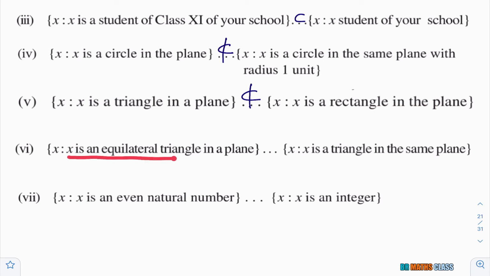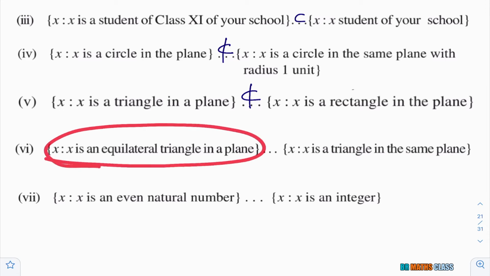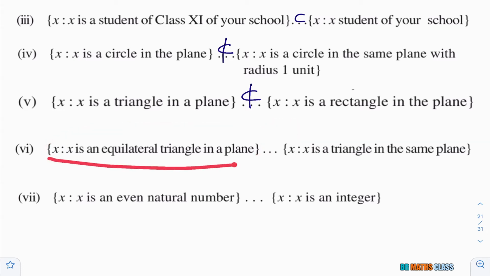You see here, X is an equilateral triangle in a plane. That means this set contains triangles which are equilateral, all three sides equal. You see here, X is a triangle in the same plane. So this contains only equilateral triangles, right? What about this set? This contains all triangles: equilateral triangle, scalene triangle, all different triangles are present in this. Now the point is, whatever elements are present in this set, are they present in this set or not? That is the question. Here, very simple thing: if I take one element in this set, is that present in this or not?